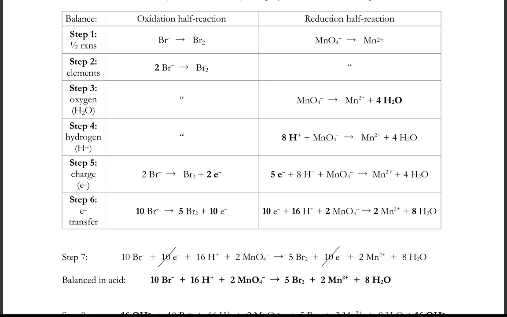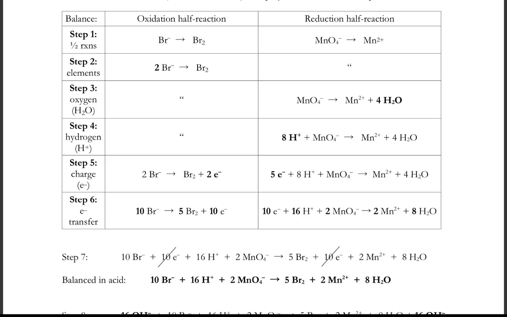Step 4 for the manganese half reaction: if we look at step 4, the net charge on the left side is 8 minus 1, so we have +7 on the left side. The net charge on the right side is +2. So we have to add 5 electrons to the left side of our manganese half reaction so that we have +2 net charge on each side.